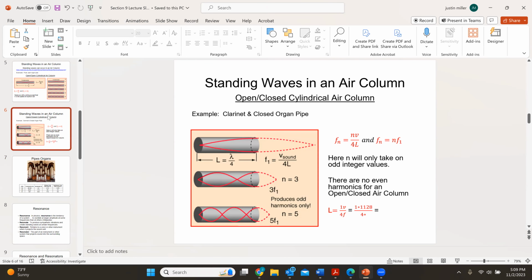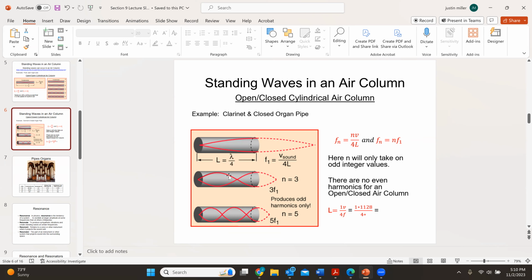If we go over to an open-closed system, we have something very similar, except we have to have an antinode at the open end and a node at the closed end. That boundary condition gives us different wave shapes or different amounts of full wavelengths that can fit into the tube. So this here, what's shown is actually a quarter of a wave. So the smallest amount of a full wavelength that can fit into an open-closed tube is the wavelength divided by 4, a quarter of a full wave.